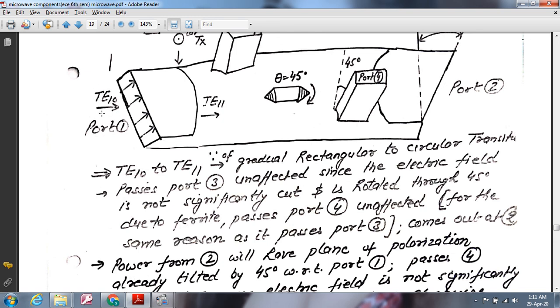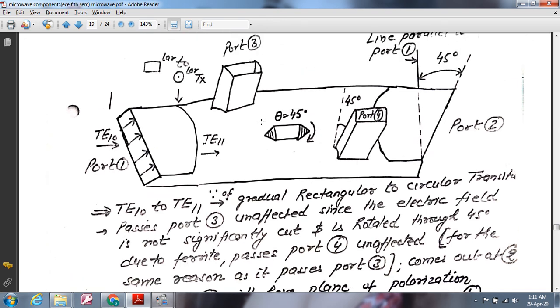mode for a rectangular waveguide. This is being converted to TE11 mode because of the gradual rectangular to circular transition. Here we see the rectangular to circular transition, and because of this TE10 is converted into TE11 mode. Thus power passes port number 3. This power is going to pass this port 3 unaffected, since the electric field is not significantly cut.